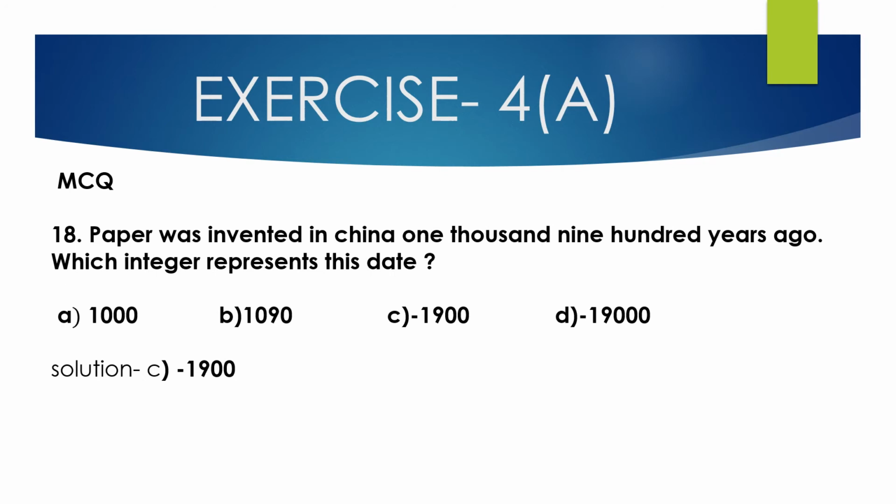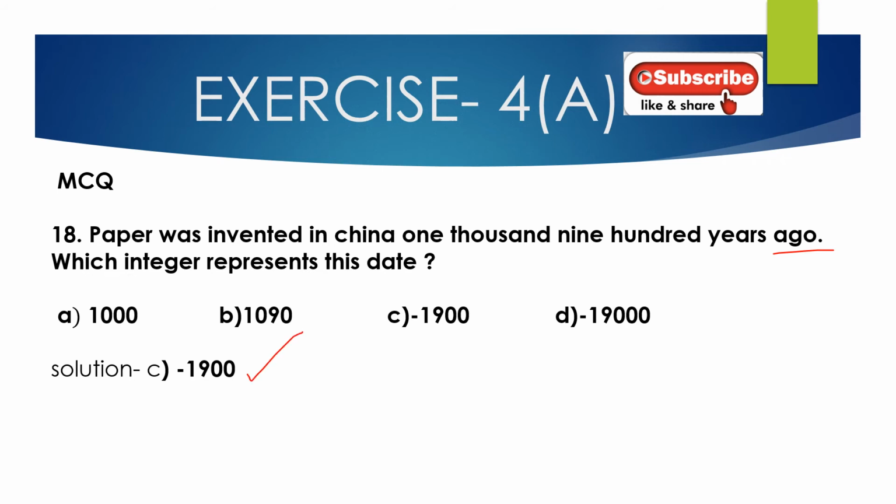Now we solve question number 18. Paper was invented in China 1900 years ago. Which integer represents this date? Ago means previous, that is before, so it will be represented by a negative integer. 1900, so it will be minus 1900. So option C is the correct option, minus 1900.